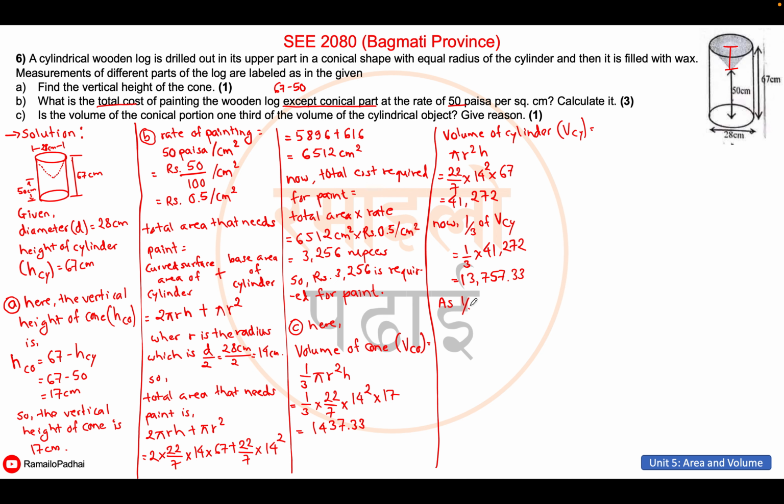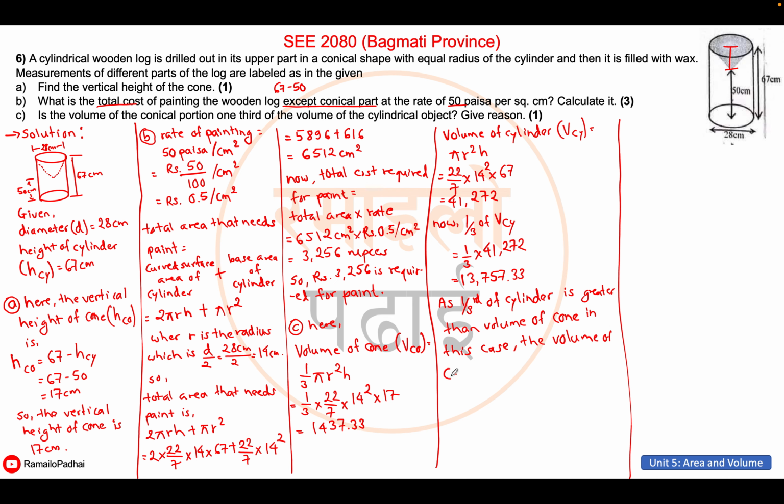As 1/3 of cylinder is greater than volume of cone, in this case the volume of conical portion is not 1/3 volume of cylindrical object. Okay, this is how we will tackle question number C.